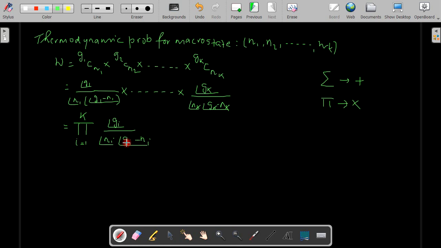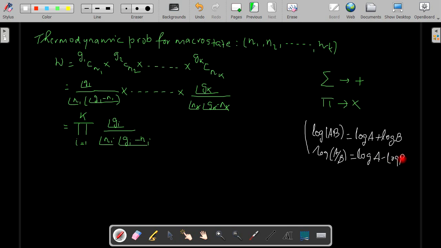Okay, and for that, the first thing we can do is take the log on both sides. If you recall the log properties, there are certain ones which are important. I hope you know it. If I take log of a into b, this would be nothing but log of a plus log of b, and if I take log of a by b, this would be log of a minus log of b.